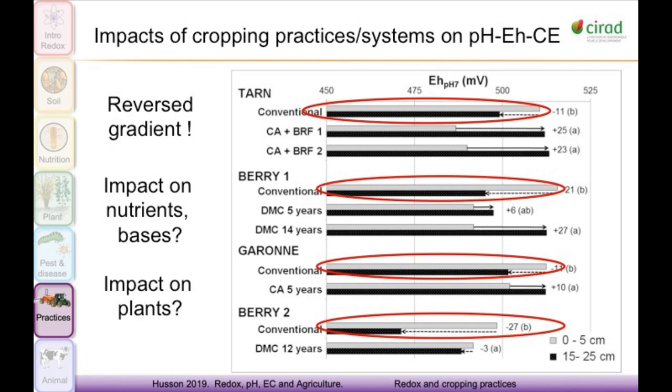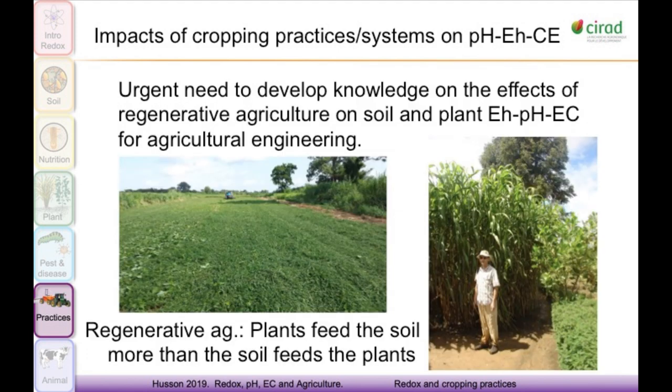Conventional, always the topsoil is more oxidized than the subsoil. So we really reverse the soil. What's the impact on the nutrient, the base? What's the impact on plants? We don't really know. So we need to develop this knowledge, how we regenerate. We know some plants will correct pH, but we have very, very little information on this. We know, for instance, EH is higher after alfalfa wheat than sugar beet, barley rotation.